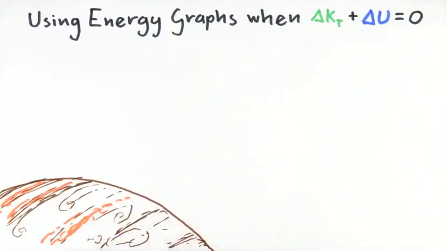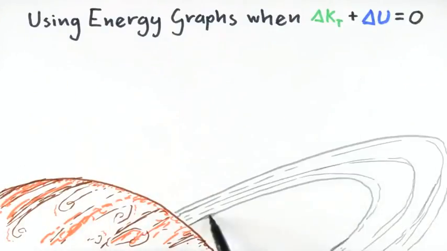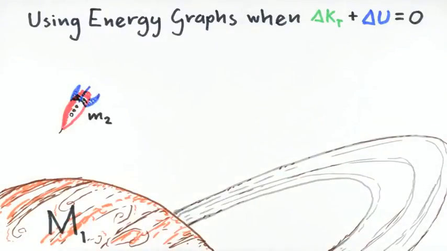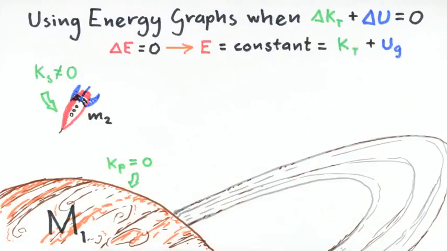Let's consider another concrete example of a two-particle system. Let's take Object 1 to be a planet of mass m1 and Object 2 to be a spacecraft of mass m2. Let's say that in this initial state the planet is at rest and the spacecraft has some kinetic energy, k sub s.